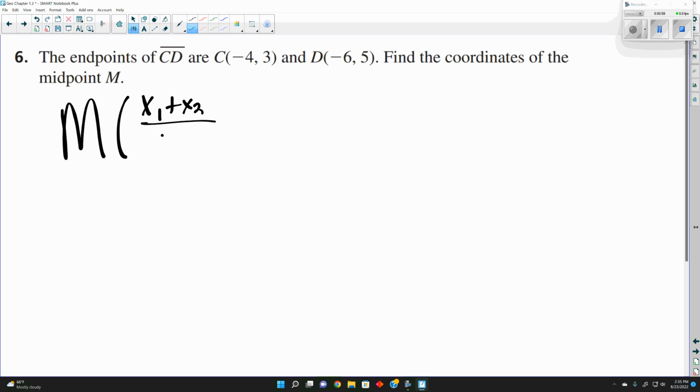So this here is the formula for midpoint. M is just standing for midpoint. So x1 plus x2 divided by 2, comma, y1 plus y2 divided by 2. So if I'm wanting to find the midpoint, this here is the formula.